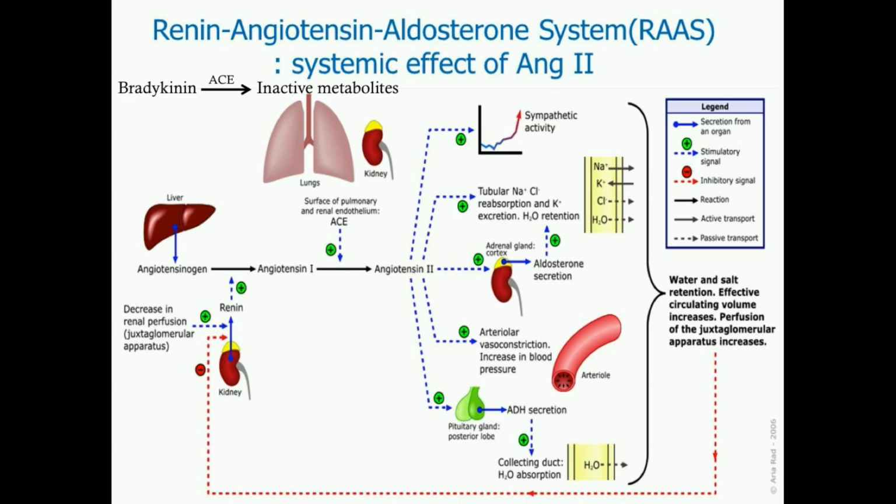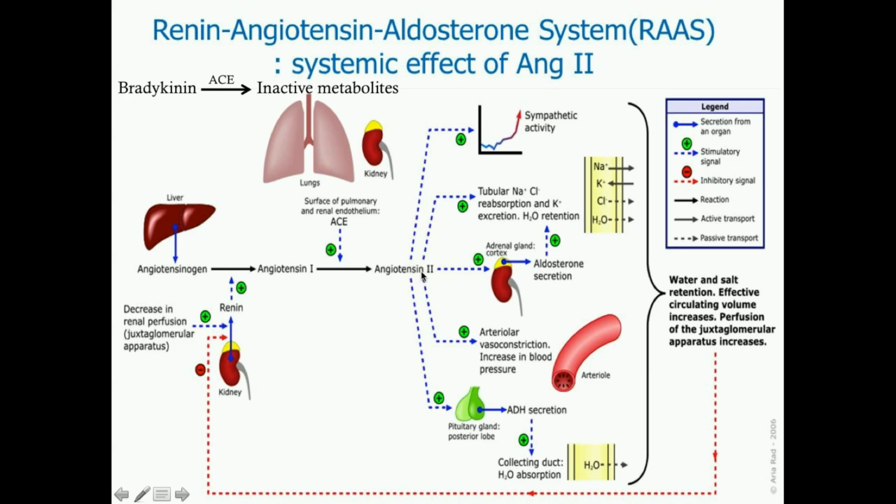It's also working directly on the sympathetic nervous system by increasing the release and decreasing the reuptake of norepinephrine at the adrenergic nerve terminals. But this is a relatively minor role of angiotensin 2 compared to some of these other things. The big role of angiotensin 2 is tubular reabsorption and excretion.